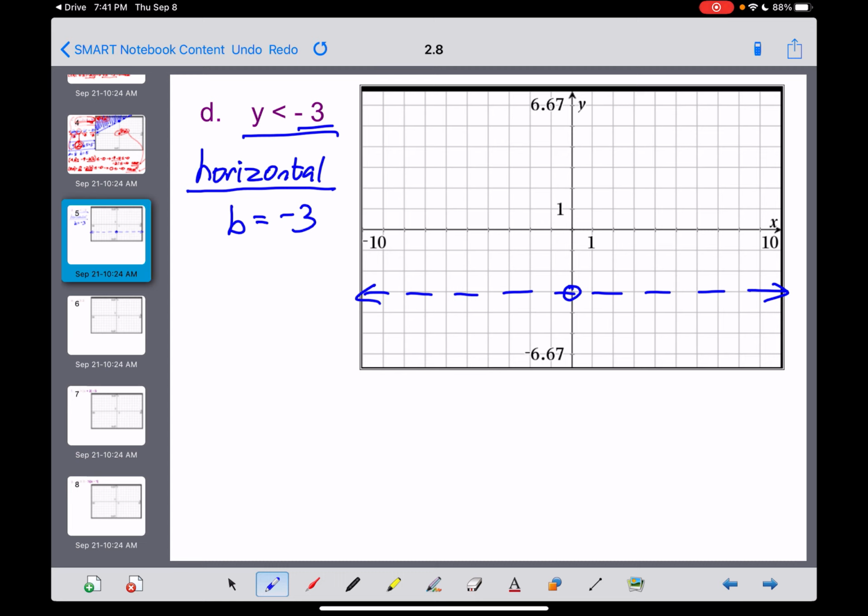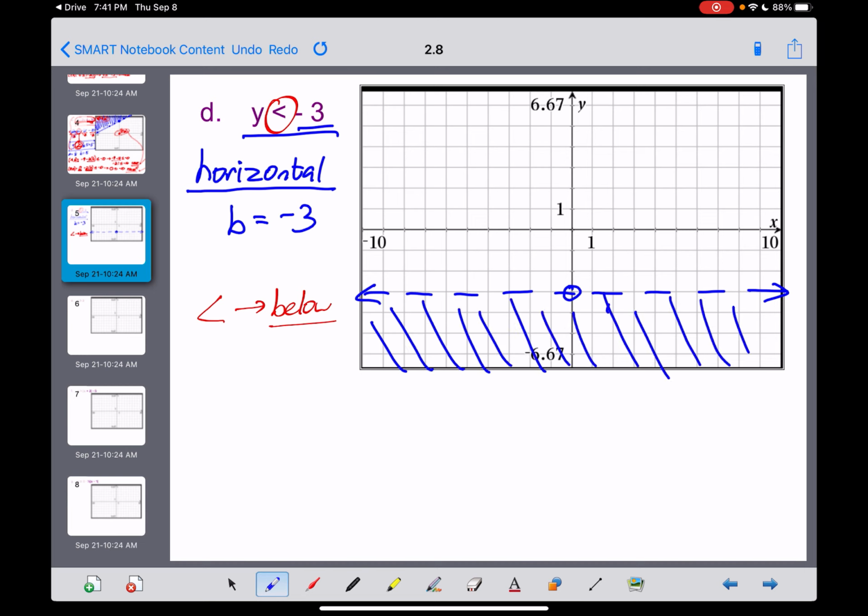But again, because it's an inequality, we have to shade. We either have to shade above this line or below this line, and we can use the same shortcut we've been doing. A less than symbol, everybody, means that we are going to shade below the line. So we're going to shade everything here below that and leave everything above it blank. This is a really easy one to test.